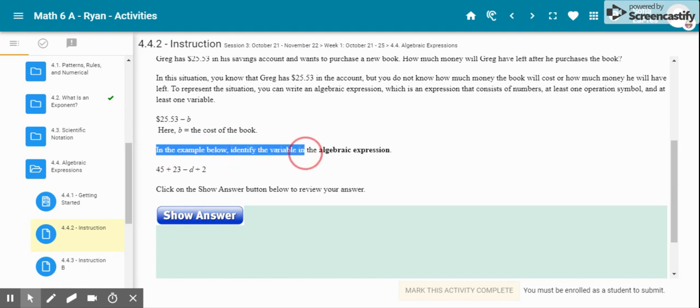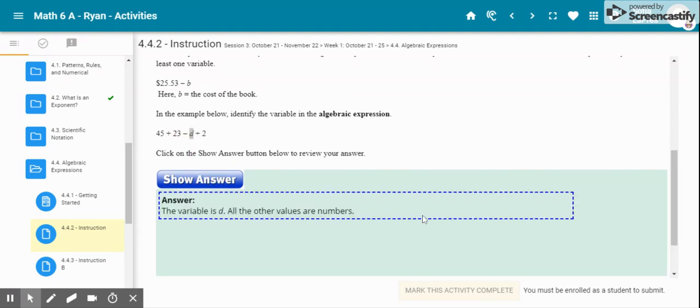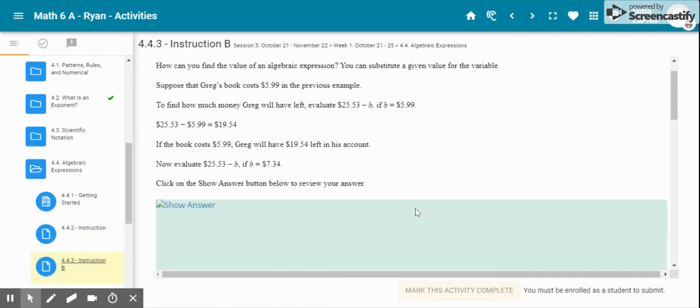In the example below, identify the variable in the algebraic expression. So which of these items is the variable? The variable is the unknown amount, represented by a symbol, often a letter. So in this case, the variable is D. Let's check our answer and see if that's correct. The variable is D. All of the other values are numbers. Okay. You may go back and click on this link if you would like to watch the equivalent expressions tutorial. All right, let's look at a couple more examples.